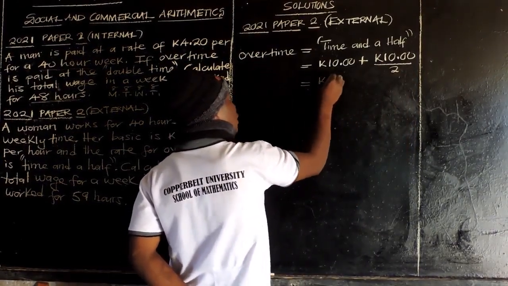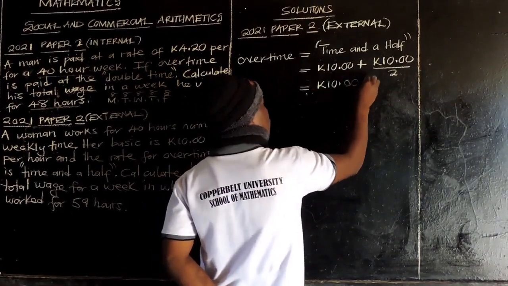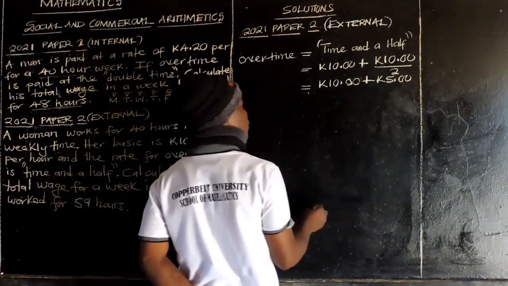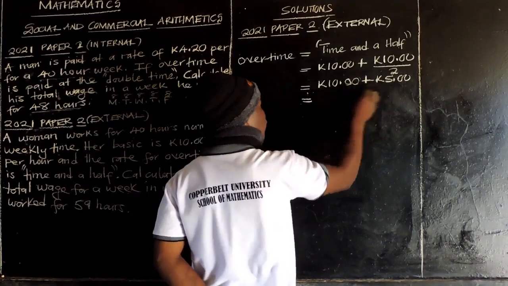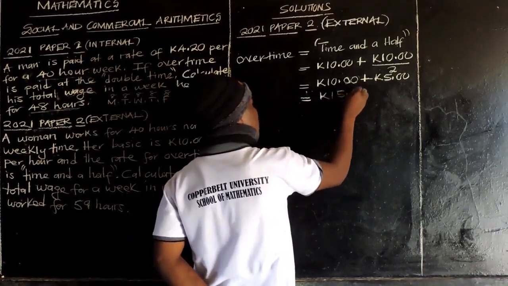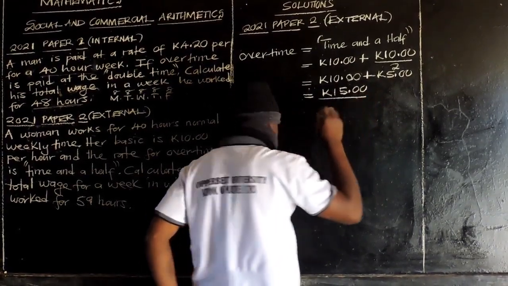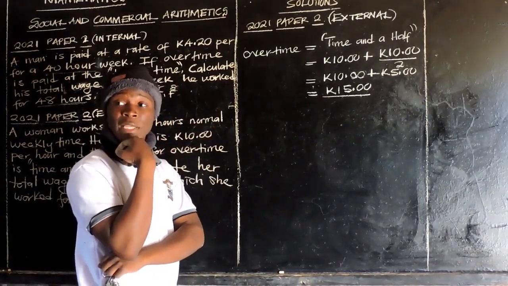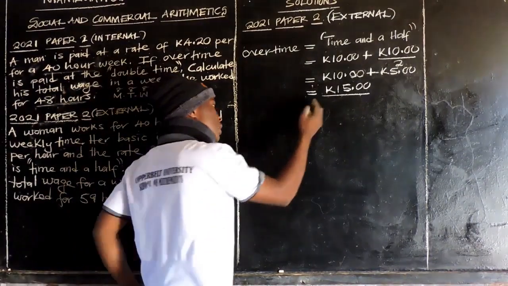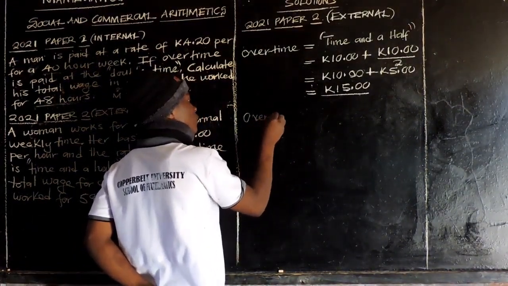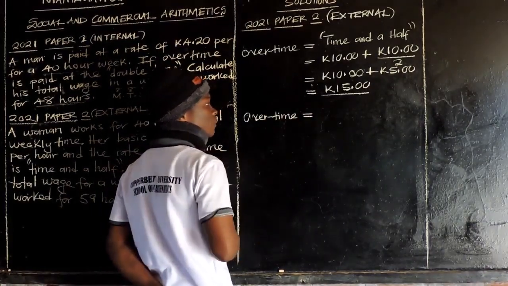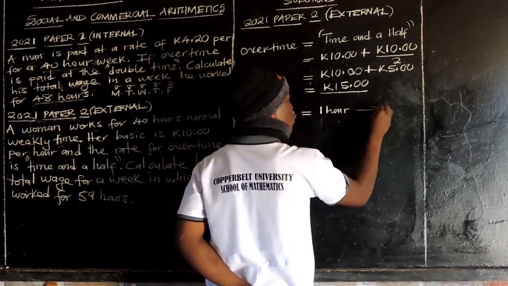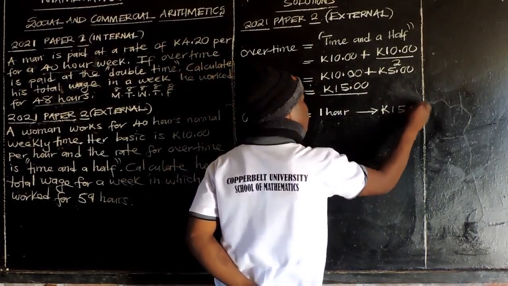Is equal to 10 kwacha plus 10 kwacha divided by 2, you get 5. 5 kwacha. Are we together? Yes. Is equal to 10 kwacha plus 5 kwacha. You get 15 kwacha. Now this 15 kwacha is the overtime per hour. This is the amount given per hour as overtime. Now, in this case we know that overtime per hour, which is 1 hour, is equal to 15 kwacha. Are we together, people?